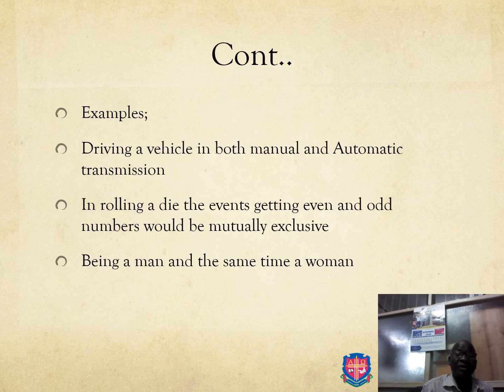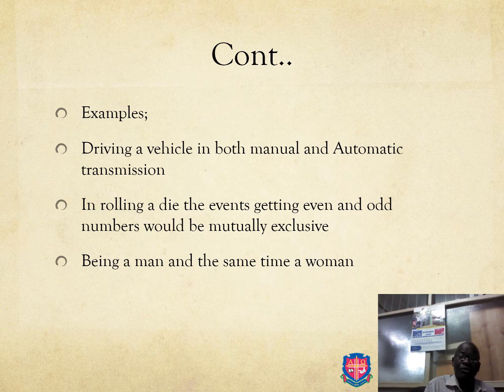Examples: driving a vehicle in both manual and automatic transmission. You cannot drive a vehicle when you are using manual transmission and at the same time using automatic transmission. There are vehicles which have both manual and automatic; you just press a button and you drive it in whatever you want. But you cannot drive in both at the same time. So those are mutually exclusive.